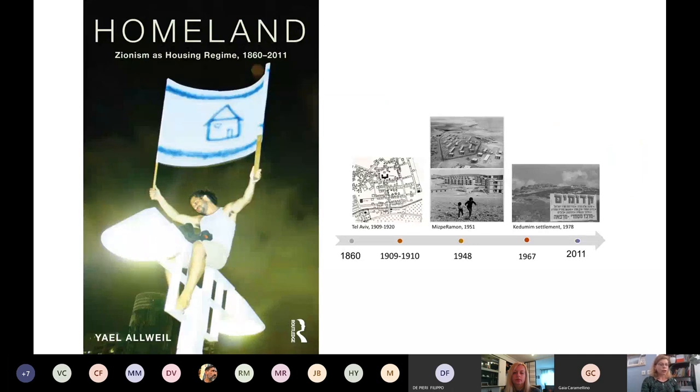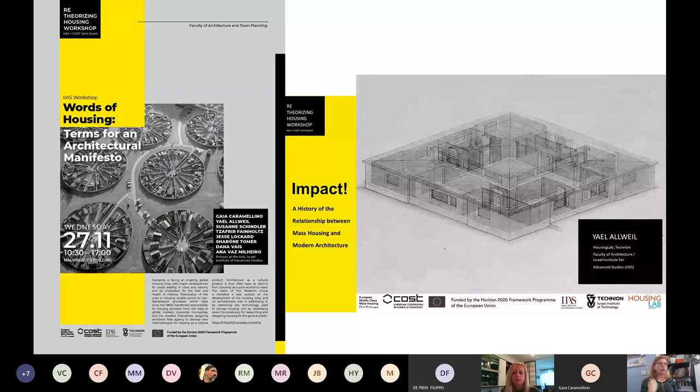So, to reiterate, I have been using the term homeland to discuss the history of Israel-Palestine as a history of citizen housing, pointing to housing as the key strategy and raison d'etre for Zionism, right? And I was identifying three historical periods for that. So pushing forward from that, I tried to use the term impact in order to identify the mutual relationship of impact between homeland and modern architecture and the way that modern architecture and homeland were molding together.